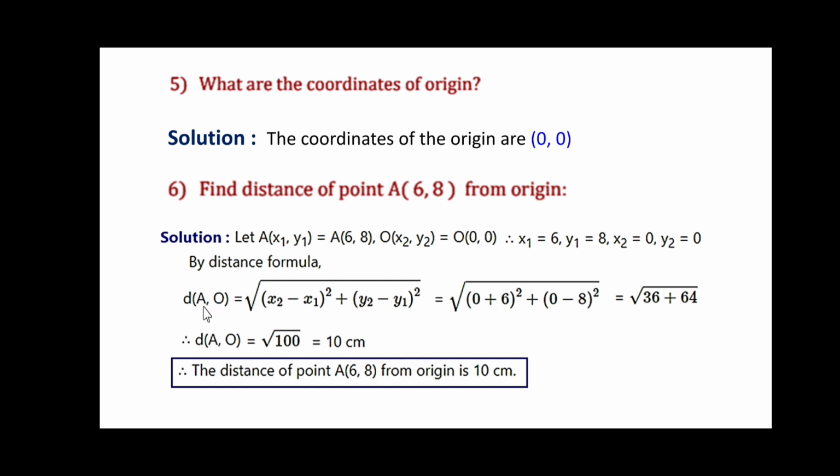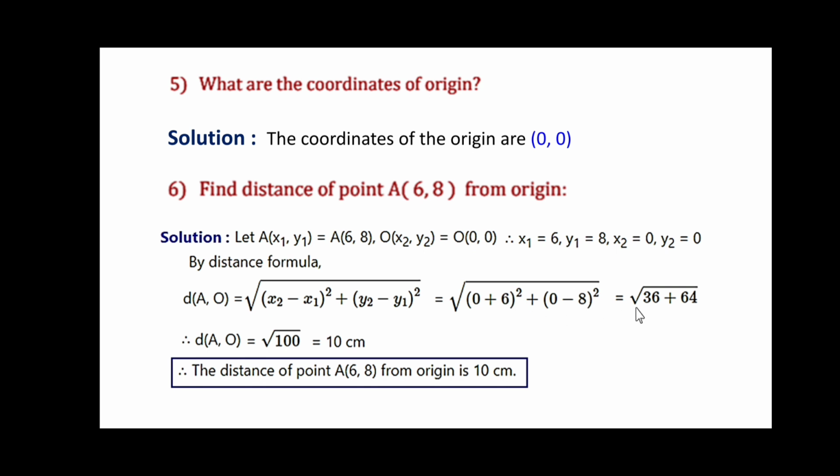By using the distance formula, we can write the distance between points A and O is equal to the square root of (x2 minus x1) squared plus (y2 minus y1) squared. Now substitute the values here. It is (0 plus 6) squared plus (0 minus 8) squared, all under the root.